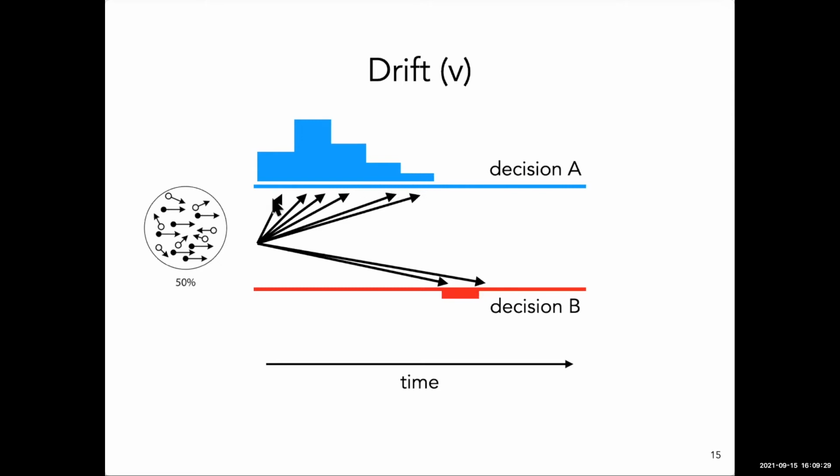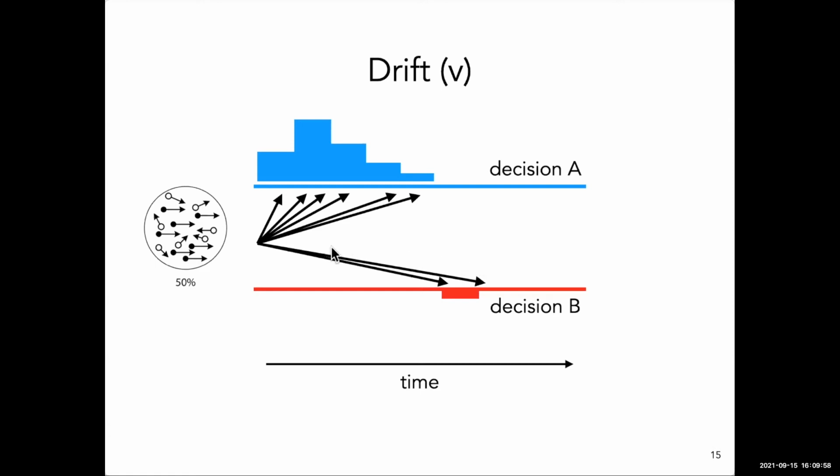But because evidence accumulation is a little bit noisy, we're occasionally going to hit the other decision boundary just by chance, right? It's a stochastic process. So the weaker the average drift rate, the more likely it is that we'll hit the wrong boundary just by chance. And when that happens, you'll note that typically you'll make the wrong decision a little bit slower.